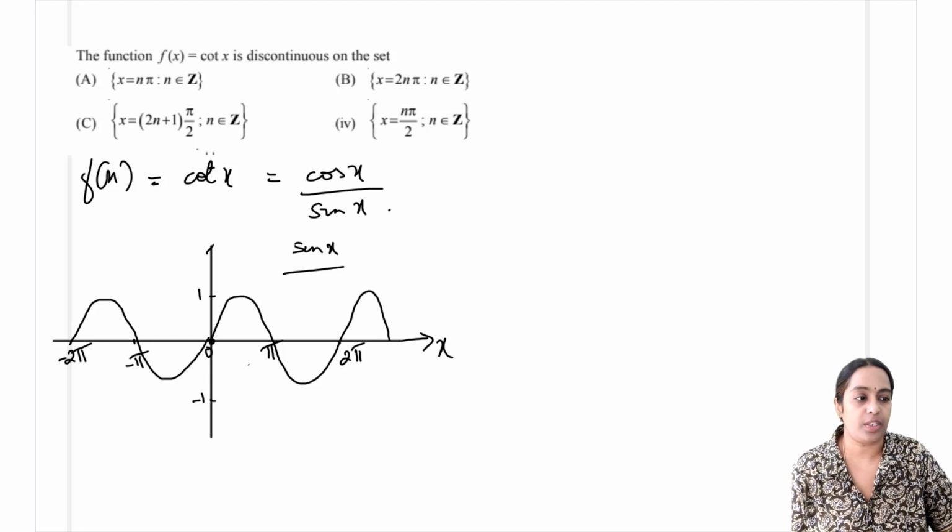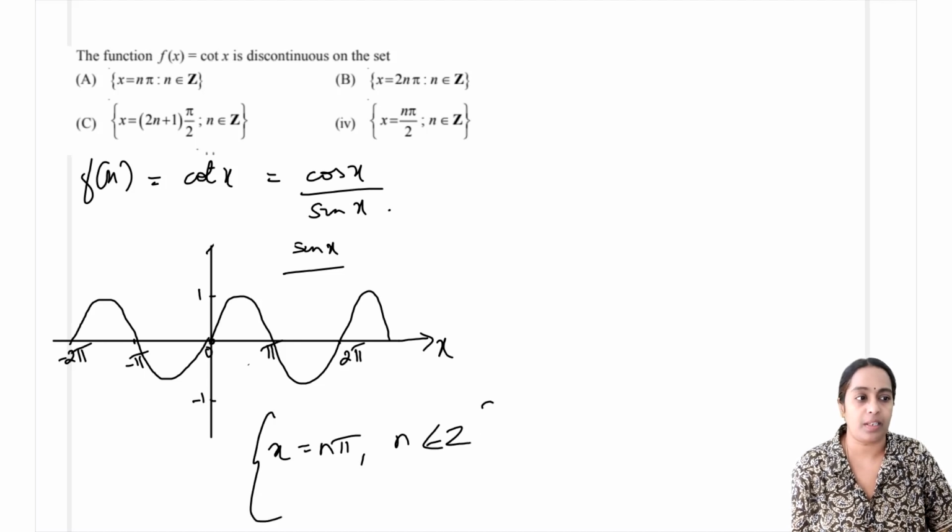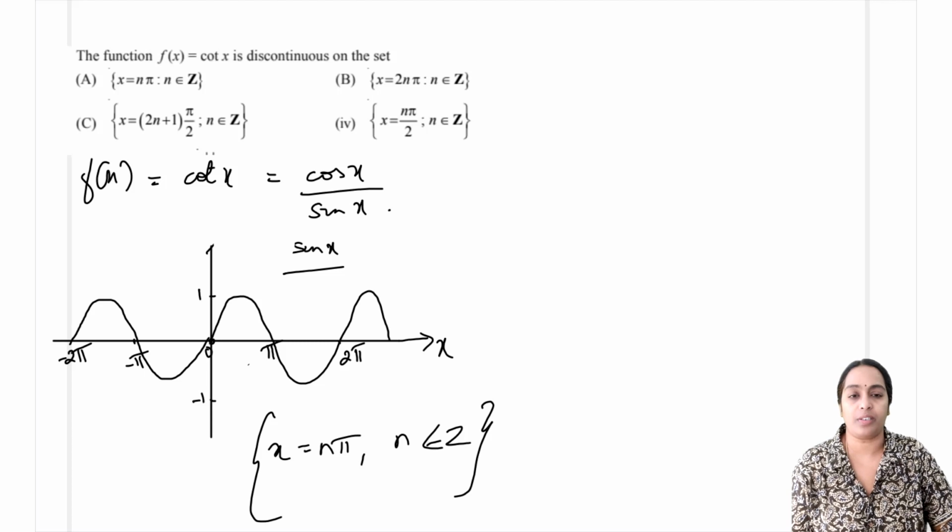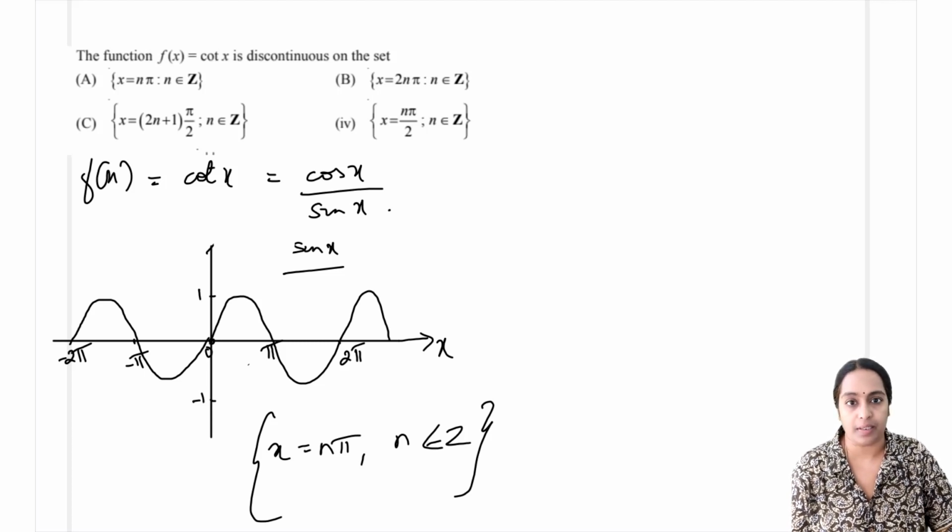So in this function, when we have cos x by sin x and sin x is giving a 0 value, it becomes undefined. So which means again, the function is discontinuous at the values of x is equal to 0, x is equal to pi, 2 pi and all that, which is nothing but x is equal to n pi, where n belongs to the integer set. So in this set, the function is definitely discontinuous because the denominator sin x becomes 0 and the function cot x is undefined. So integral multiples of pi.